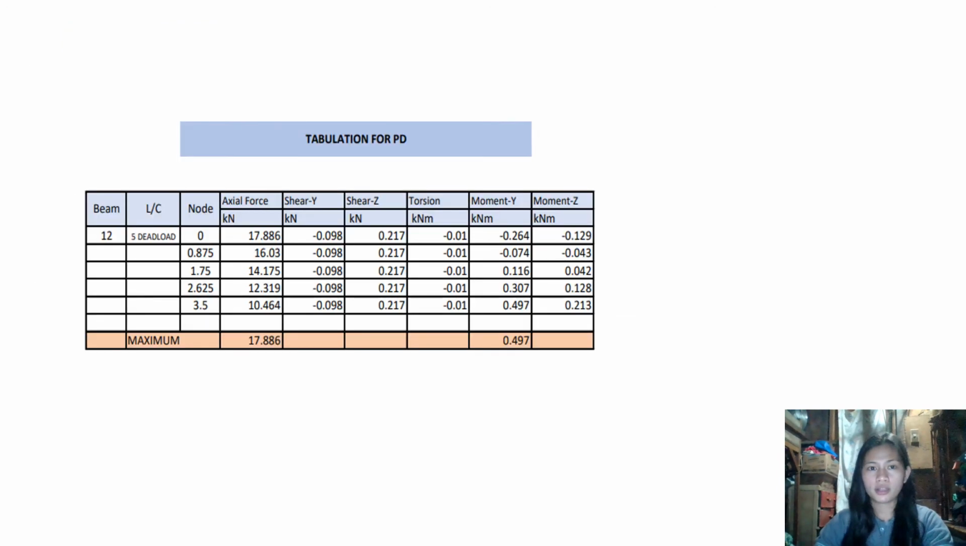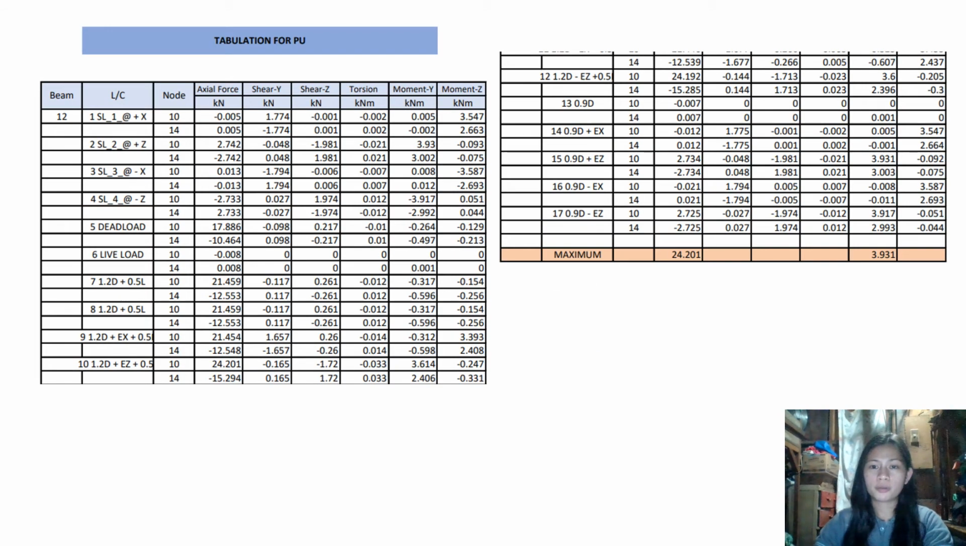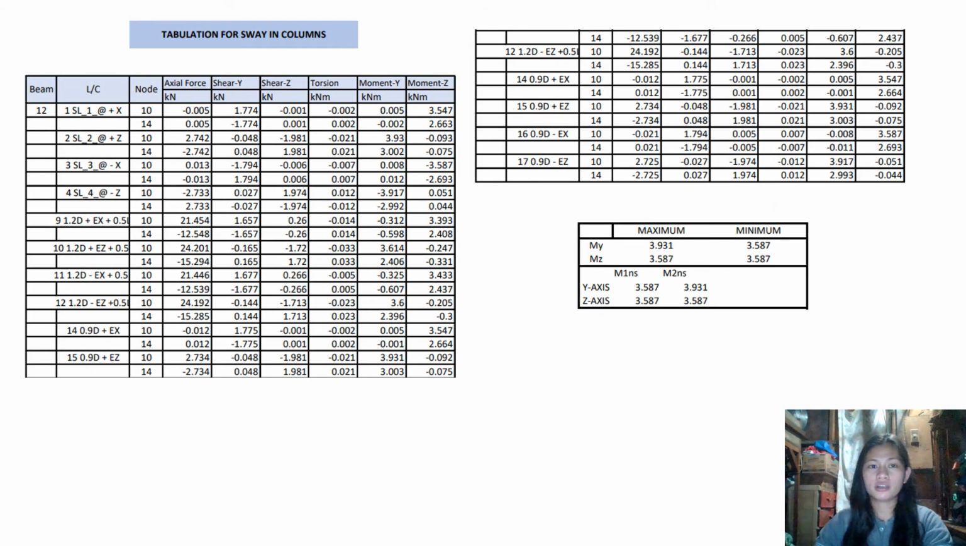So ayan, we'll have also the tabulation for the dead load. So this is 17.886. The tabulation for PU, so we have the maximum of 24.201, the same as our maximum axial force. And for sway in columns, so meron tayong maximum and minimum sway.